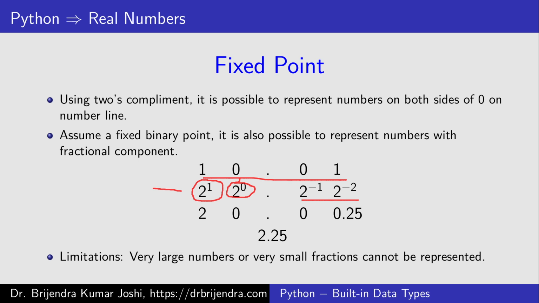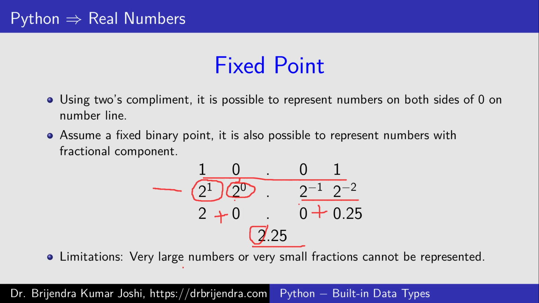So how to make this number? This is 0 multiplied by 2 to the power 0, that is 0. Then this is 1 multiplied by 2 to the power 1, which is 2. So 2 plus 0 makes 2, this is the integral part. And after the binary point, this is 0 multiplied by 2 to the power minus 1, the result is 0. And here 1 multiplied by 2 to the power minus 2, which is 1 by 4, which is nothing but 0.25. Add these two, and the final result is 2.25. So what is the limitation in this representation?